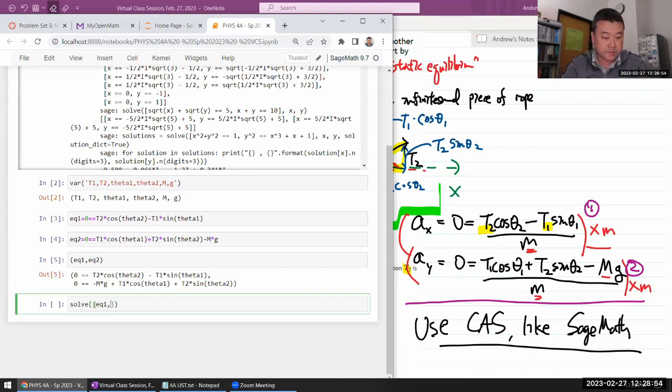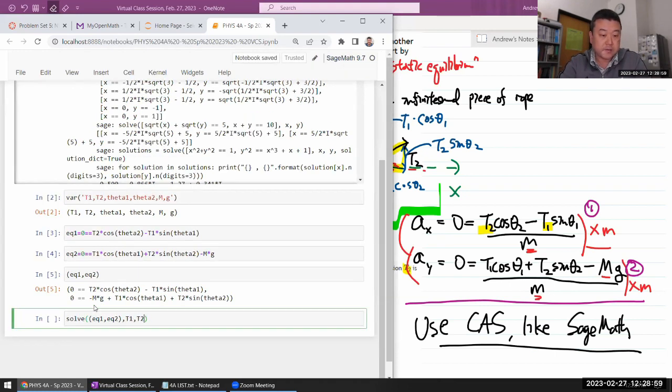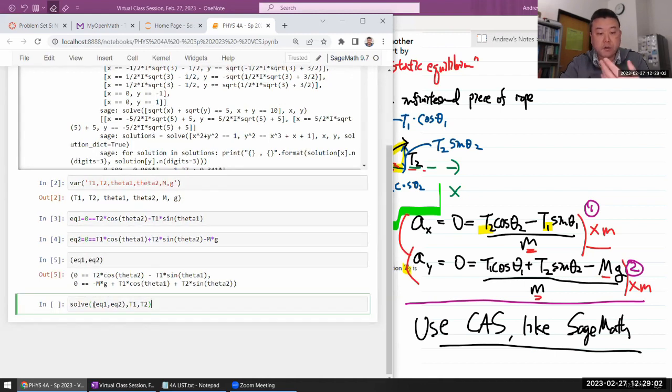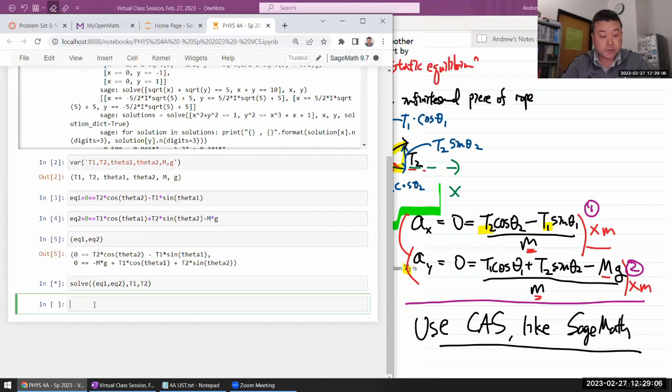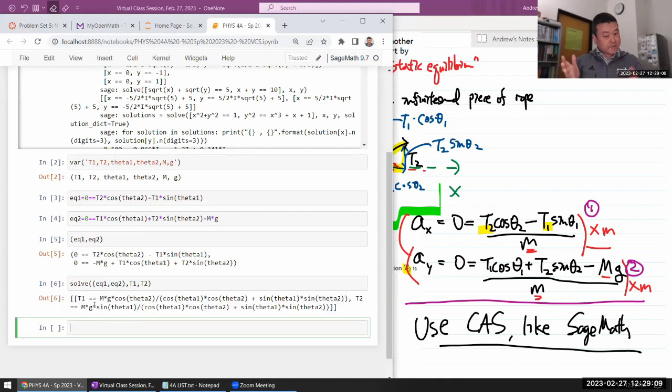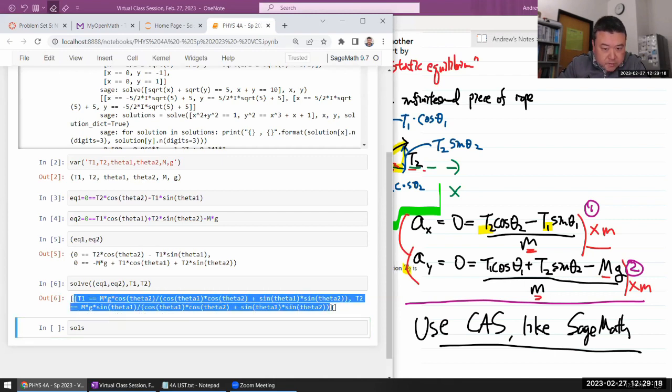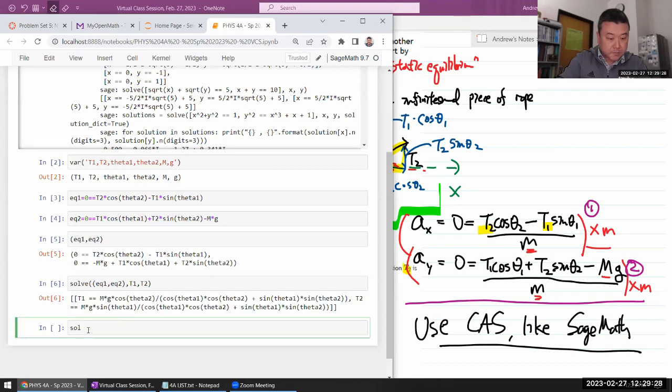So I'm going to have this system of equations, and then I'm going to solve for T1 and T2. And it'll assume theta 1, theta 2, M, and G are all known. So it'll do that in a bit. There it is. That's my solution. Let me put that into a variable called solutions. And I can see that it's giving me a nested array. That's mainly because sometimes there's more than one solution, so that's why it's doing that nested thing. I'm just going to get the first element.